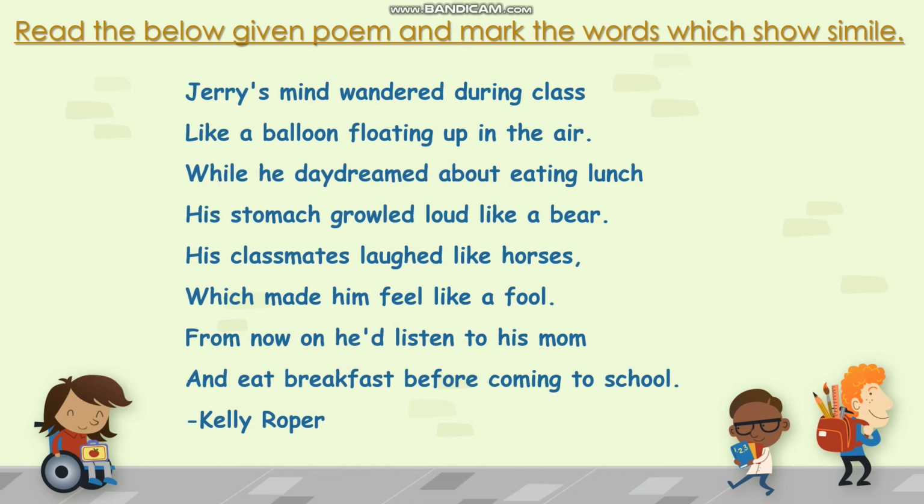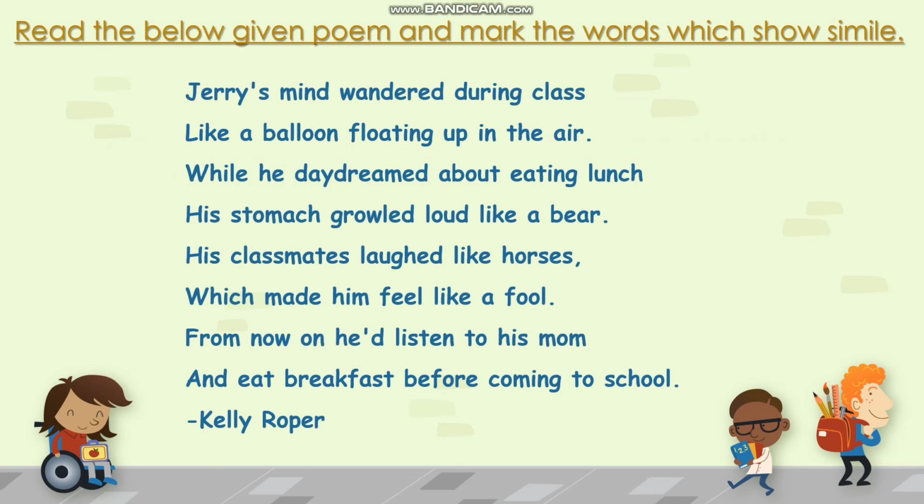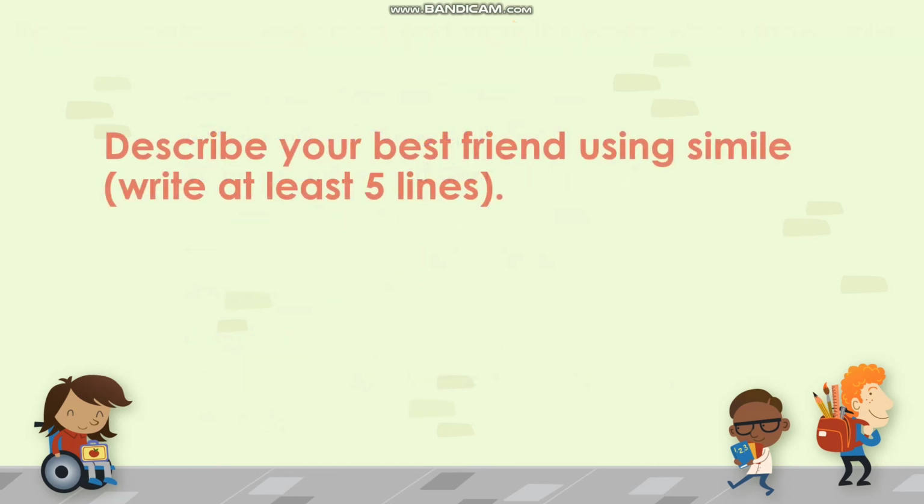Okay, great. Let's move ahead to our last question for today. Describe your best friend using simile. Write at least 5 lines. So, bacha, as you see in this poem, every sentence has simile, मतलब compare किया गया है किसी ना किसी चीज से. वैसे ही आपको अपने बेस्ट फ्रेंड के बारे में लिखना है, अपने बेस्ट फ्रेंड को किसी ना किसी चीज से कंपेयर करना है. ओके, एंड यू हैव टू राइट at least 5 lines.